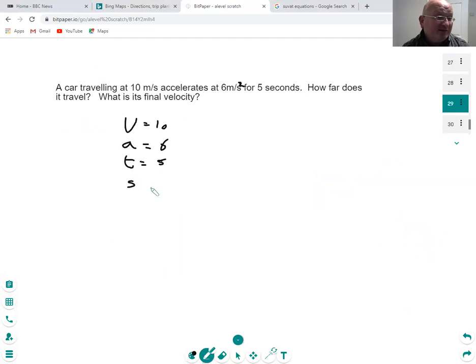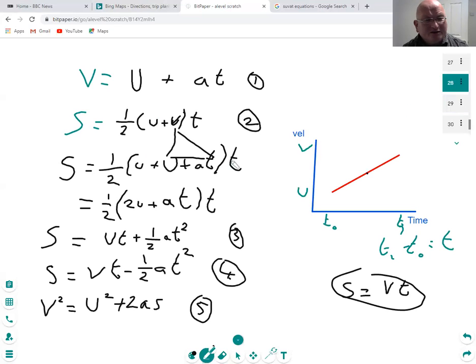We've not been given V. We've not been asked to find out what V is. We have at the end, and we'll use a different one of the Suvat equations at the moment to find out V. But for the first part, and don't try doing this all in one go, do it step by step. The first part is not using V. So I'm looking for the equation that doesn't include V, which is this one, number 3.